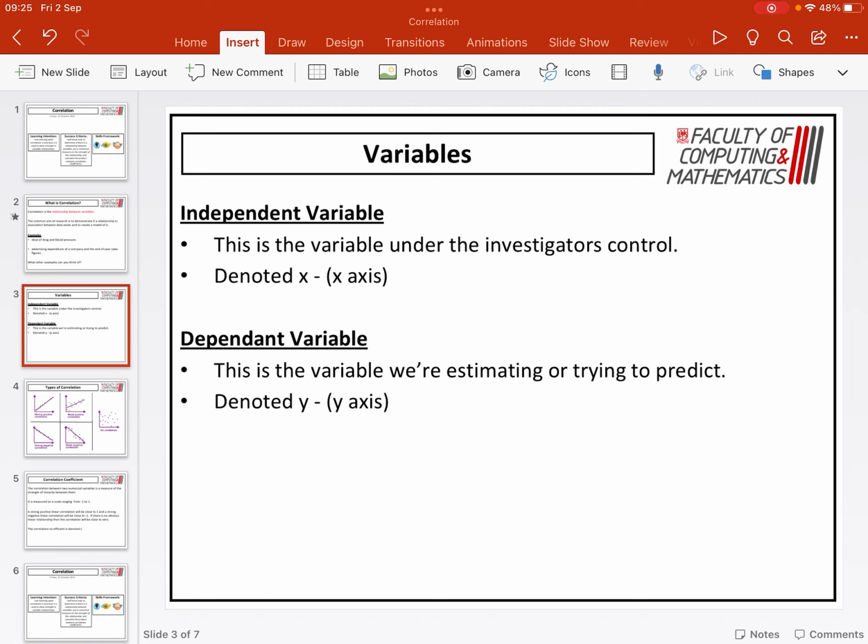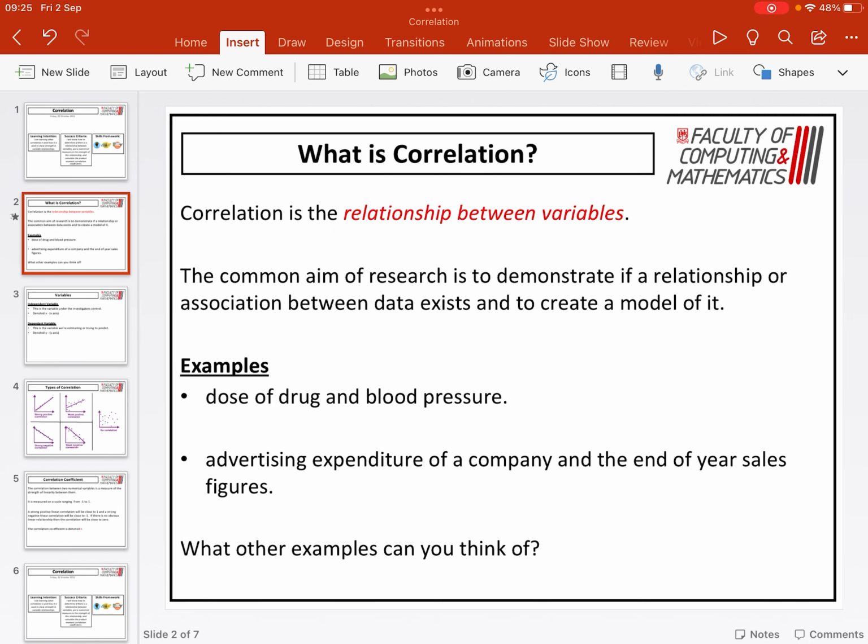So for example, if we were to consider the situation from the previous example, where we have advertising expenditure and end of year sales figures, the independent variable would be advertising expenditure because the company can then alter that themselves, but the end of year sales is the dependent variable. Essentially, they can't really control that because that's what the consumer controls, depending on what happens with advertising expenditure. They could then use that to hopefully predict end of year sales for a certain amount of advertising expenditure.